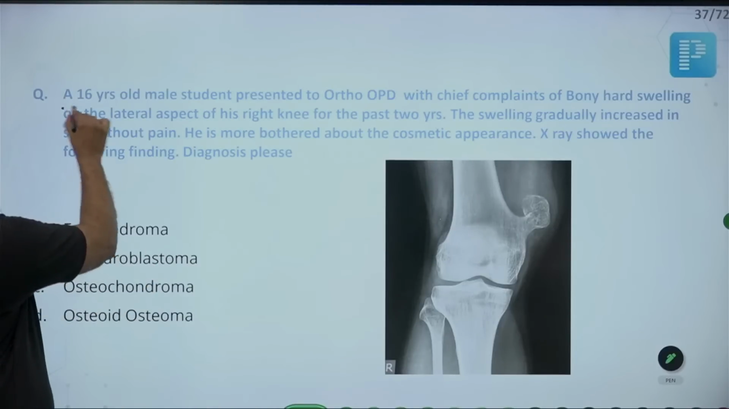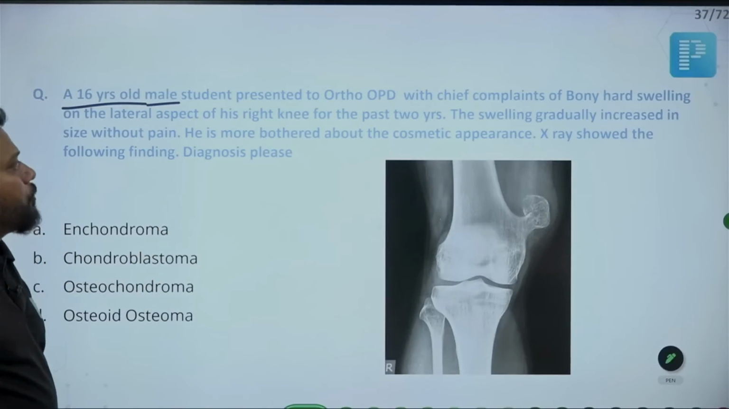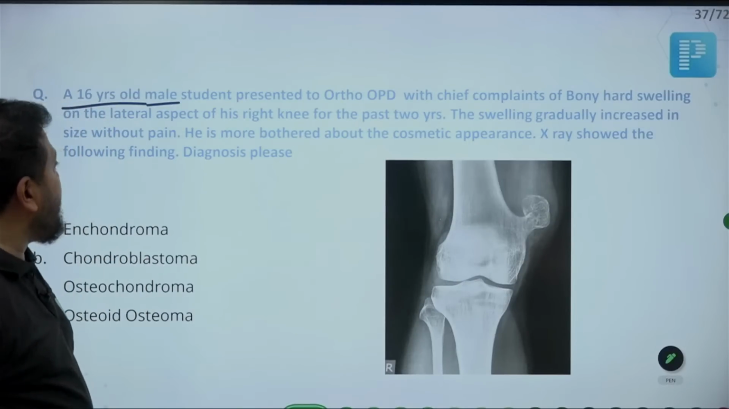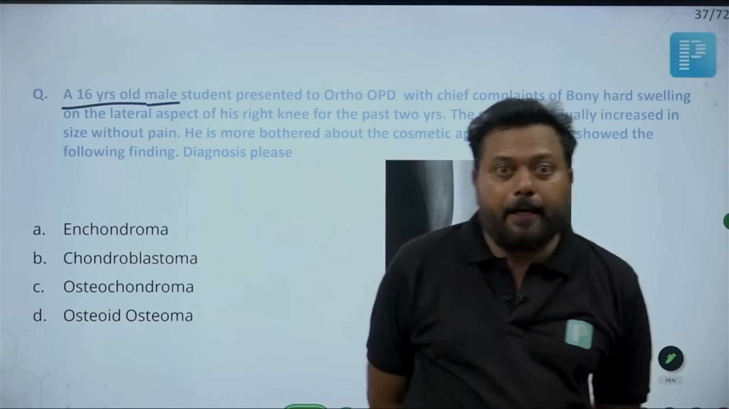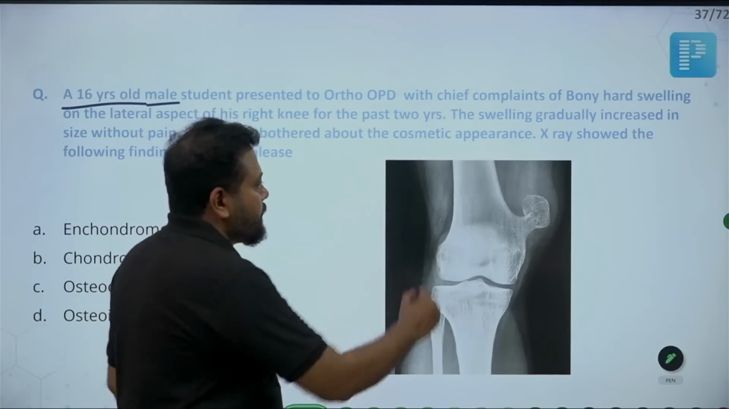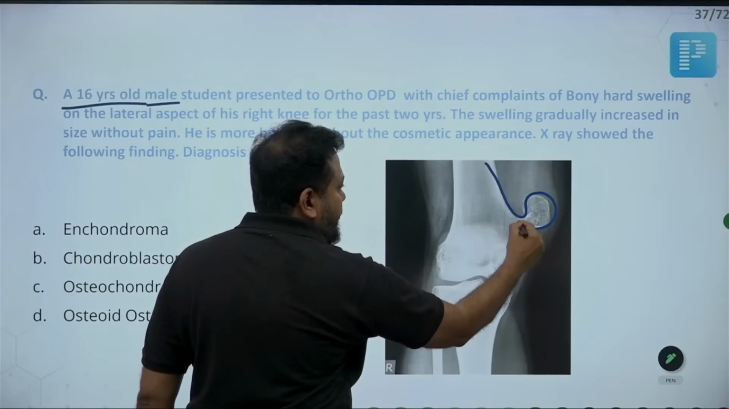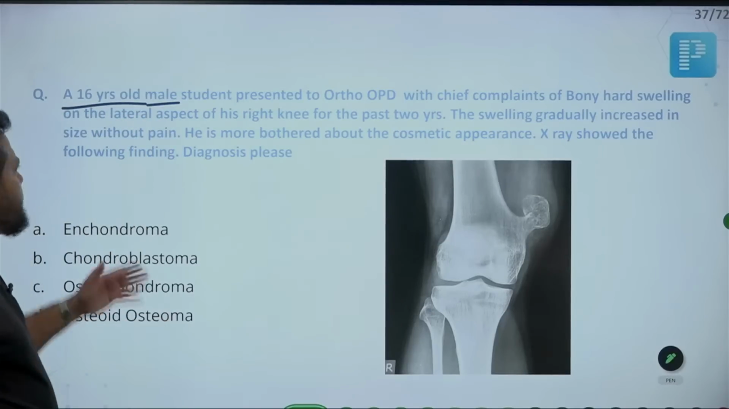Look at the age, a 16-year-old pubertal age. A 16-year-old male student presented to ortho OPD with chief complaints of bony hard swelling on the lateral aspect of his right knee for the past 2 years. The swelling gradually increased in size. No dramatic improvement, gradually increased in size. Without pain. He is more bothered about the cosmetic appearance, and X-ray showed the following lesion. You see, this is the lower end of femur. From the lower end, an outgrowth is there with a pedicle. X-ray shows the following. Diagnosis, please.